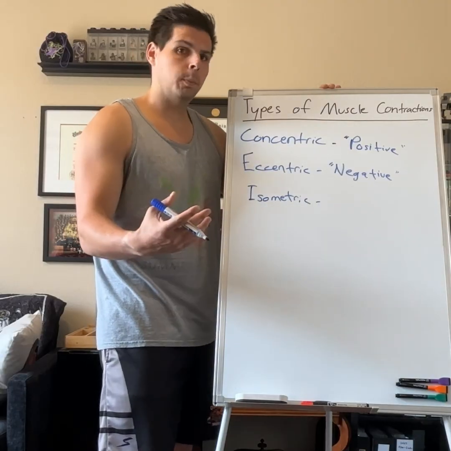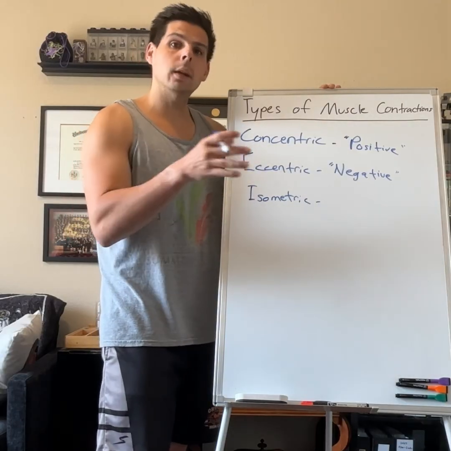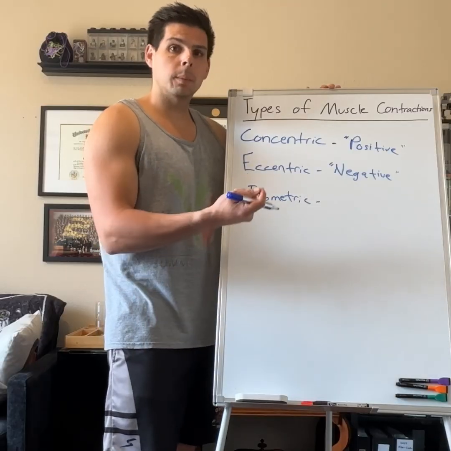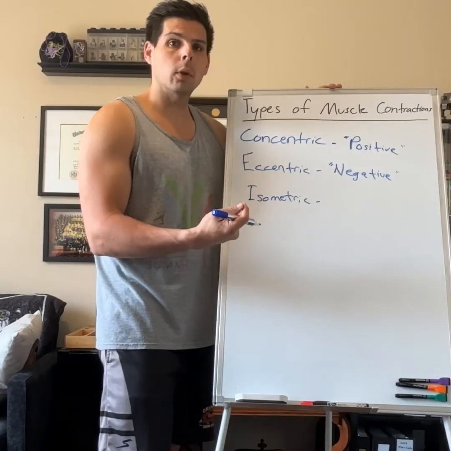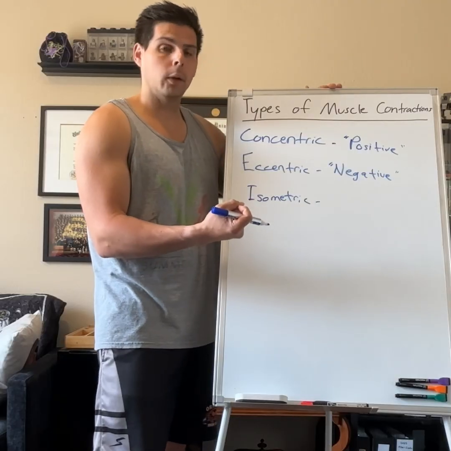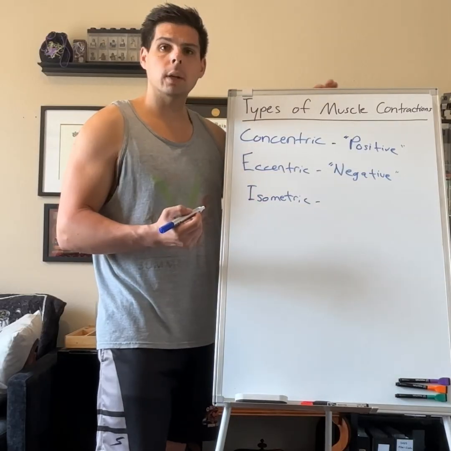The amount of force being produced by the muscle is exactly equivalent to the amount of force being applied by gravity on the weight going down, with the result being that the muscle and the joint and the weight are all held in place, and that is an isometric contraction.